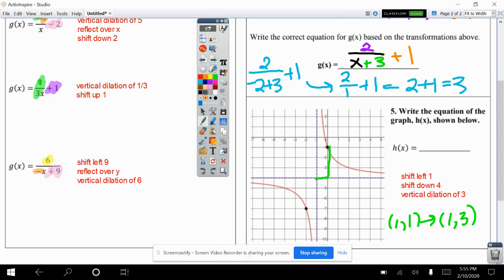So to write my equation, my initial equation is always 1 over x. I've got the shift left 1, which tells me I need to add 1 in the denominator. My shift down 4, which would be minus 4 on the outside, and then the dilation of 3, well, that has to be changing my numerator to be 3 instead of 1. So 3 over x plus 1 minus 4.